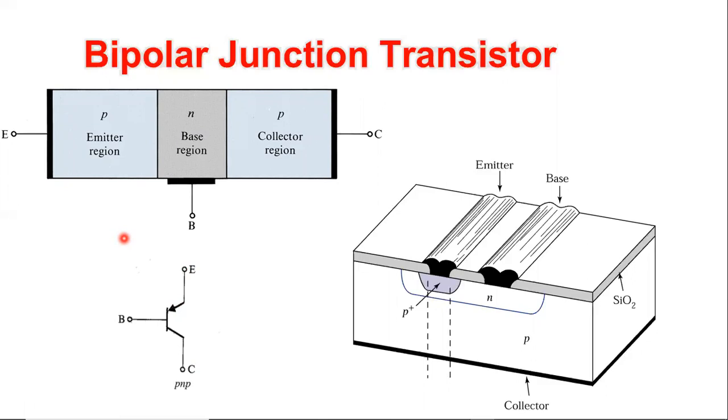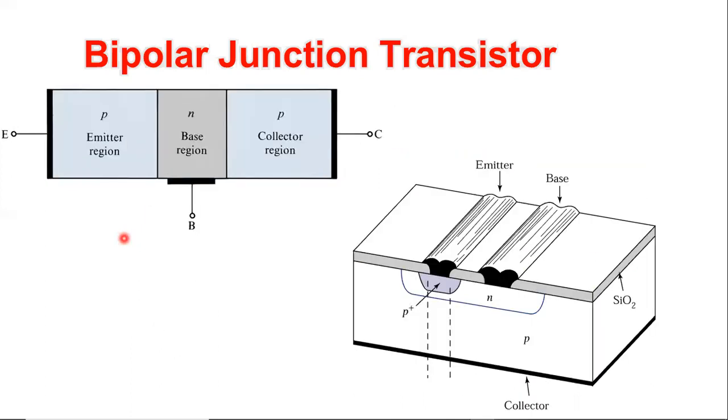Now, what about the functionality? What about how this transistor operates, and in which condition should these transistors operate? In order to understand this, we have to return to what we usually did, which is the energy band diagram.